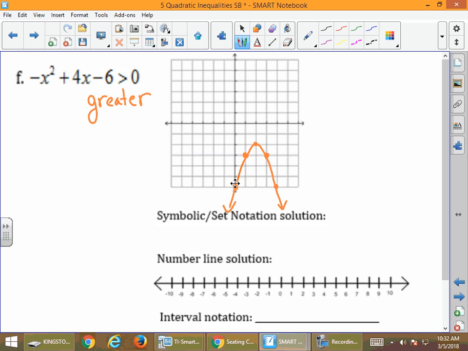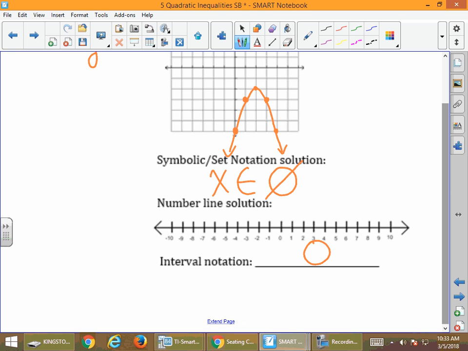So in terms of our symbolic notation here, we're going to go X is a member of the empty set. You may have seen that symbol that sometimes is said as no solution. But since we have no solution, there's nothing that we're going to fill in on the number line. And then in terms of interval notation, I usually just still stick with the no solution symbol.